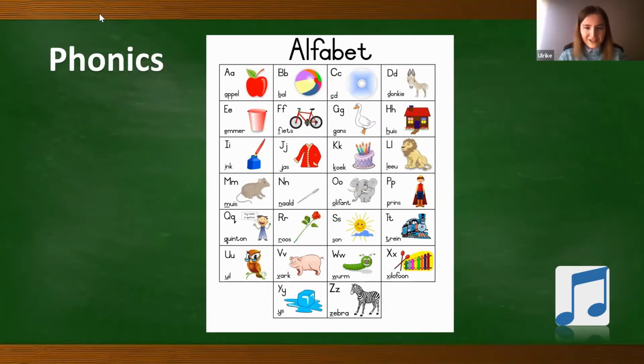Oh, V. Yeah, sure. So, okay, so V. Vark. It's similar to fiets. Vark. So V and W are swapped in Afrikaans. W. Vark, wurm.